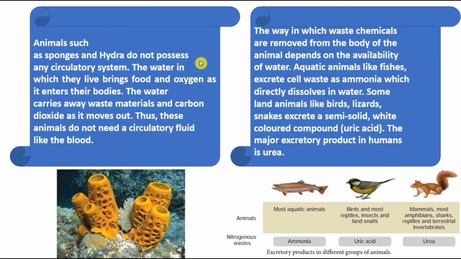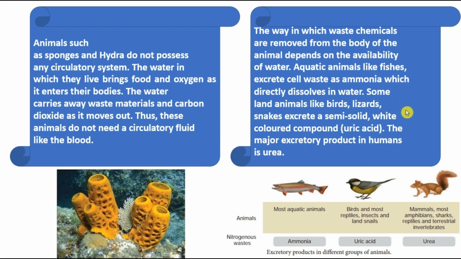So animals such as sponges and hydra do not possess any circulatory system. Wow, surprising. But there is a reason for this. The water in which they live is the water itself. So that water will bring food and oxygen, and this enters their bodies. The water carries away waste materials and carbon dioxide as it moves out. Thus these animals do not need any fluid like blood. Basically, that fluid called water is present all around them, so they do not need any other fluid. That water will bring them oxygen and food and take out waste products such as carbon dioxide.